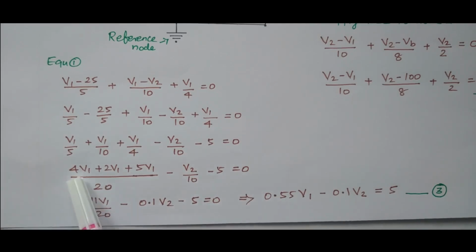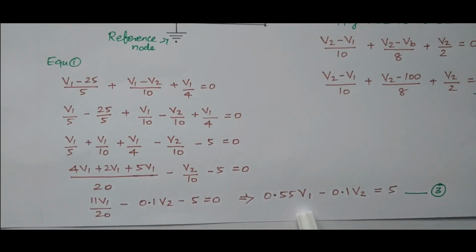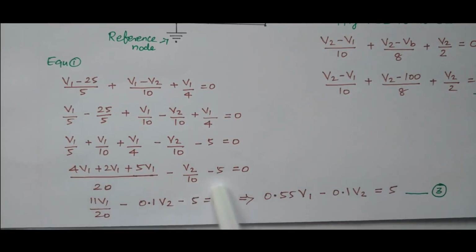So 4 plus 2 is 6, 6 plus 5 is 11, so 11V1/20. V2/10 can be written as 0.1 V2, since 1/10 is 0.1. Minus 5 equal to 0. 11/20 is 0.55. By simplifying, 0.55 V1 minus 0.1 V2. Bring this minus 5 to the right-hand side, so it becomes plus 5. We'll take this as equation number 3: 0.55 V1 - 0.1 V2 = 5.